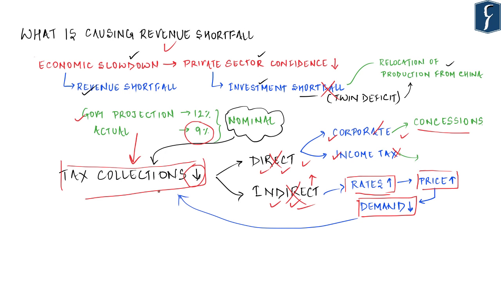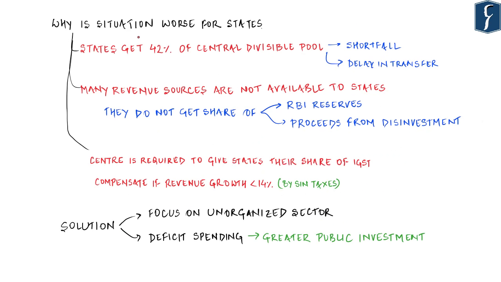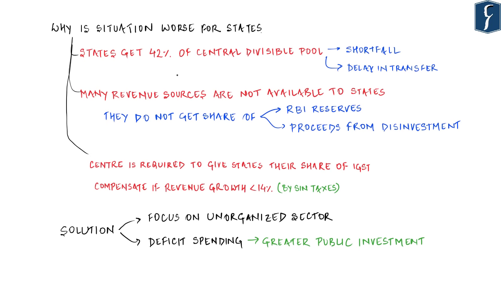Now let's move on and understand why the situation is even worse for the states. Now, as we know, apart from their own resources, states get a significant amount of their resources from the center. One of them is the share in the central divisible pool, 42% as suggested by the 14th Finance Commission. As we just saw, since there is a revenue shortfall in the central divisible pool, 42% of the reduced pool will lead to a shortfall.